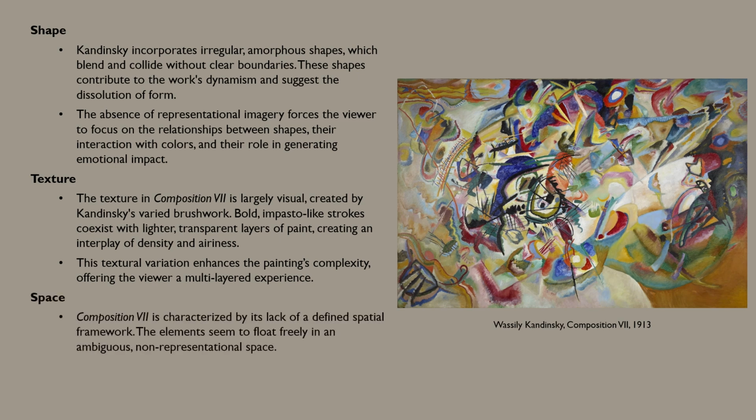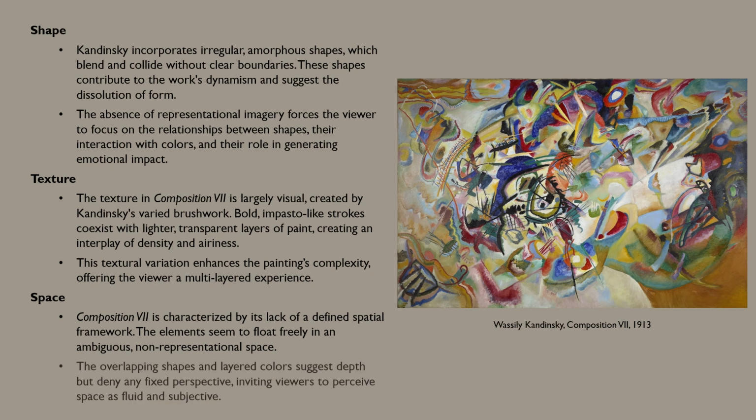Space. Composition 7 is characterized by a lack of a defined spatial framework. The elements seem to float freely in an ambiguous, non-representational space, right? Remember linear perspective, one point, two point, three point, four point perspective. We talked about these briefly. There is no linear perspective here. There's a slight suggestion of it, but everything kind of exists in this undefined space. The overlapping shapes and layered colors suggest depth, but deny any fixed perspective, inviting viewers to perceive space as fluid and subjective.